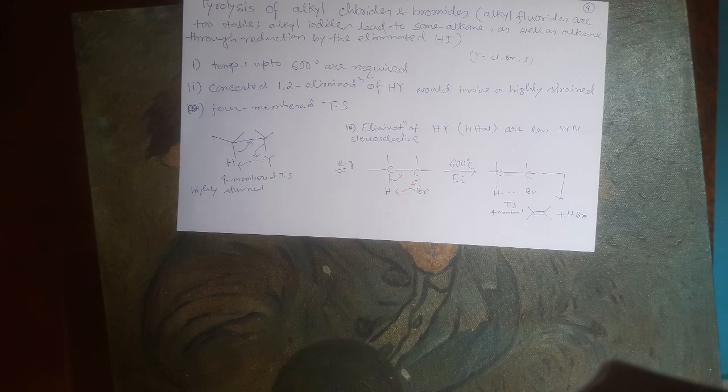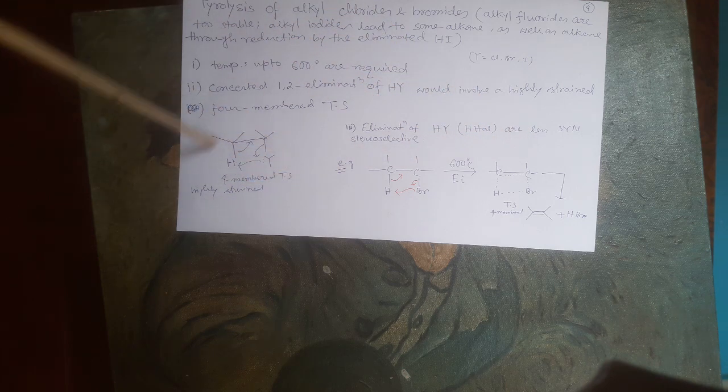Now if we use alkyl chlorides or alkyl bromides, what happens? In these pyrolysis reactions, high temperatures are required, above 600 degrees centigrade, and this reaction is also a concerted 1,2-elimination of HY. In this concerted 1,2-elimination of alkyl halide, a highly strained 4-membered cyclic transition state is formed. This is a 4-membered cyclic transition state, which is a highly strained transition state.